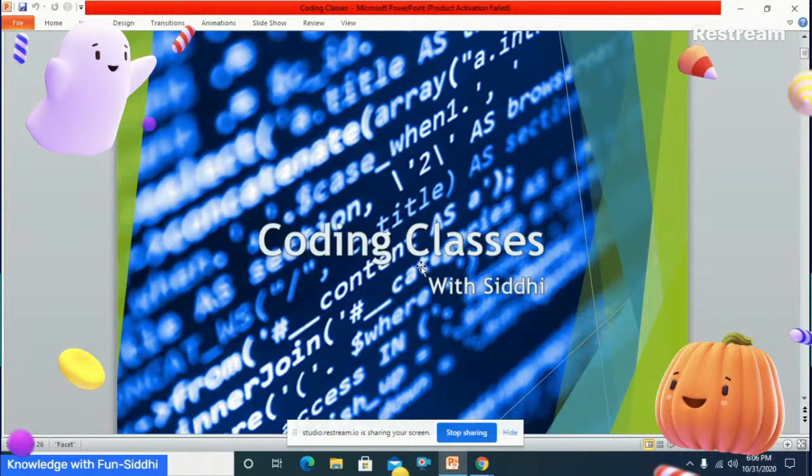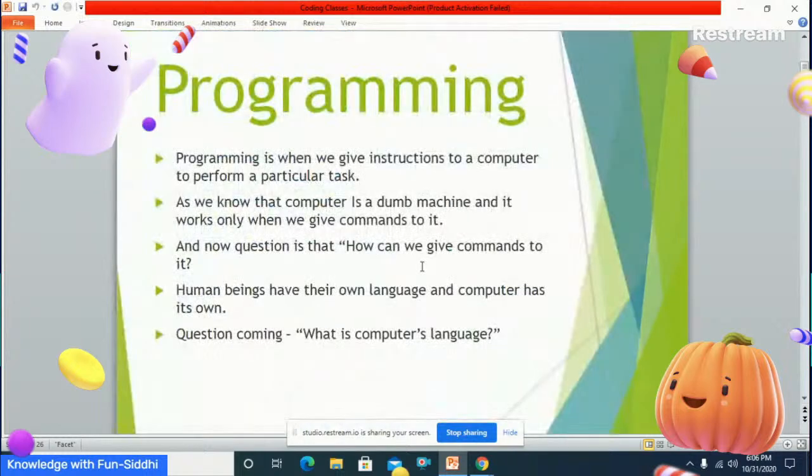So I welcome you all again. Now let's start. Our topic is programming. The first topic that we are having is programming. Let me give you an idea about what we mean by programming. I think many of you already know, but for those who don't, so that they can understand, I'll start with an example.